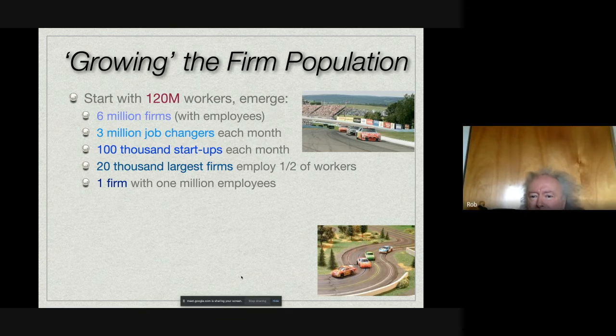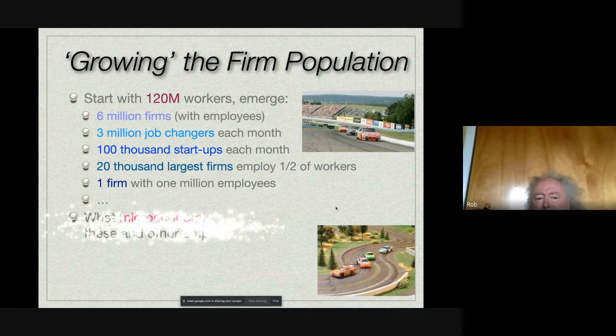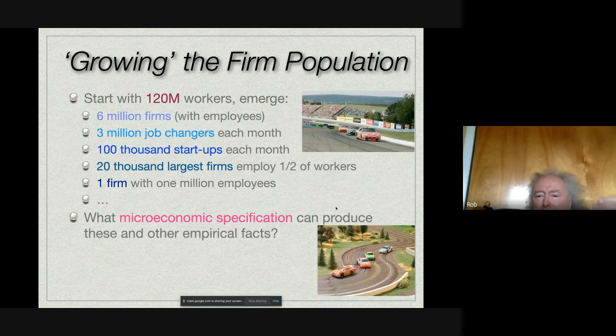By the way, I put the pictures here. I'm doing this talk from upstate New York. This is Watkins Glen here, and this is my kid's HO track.